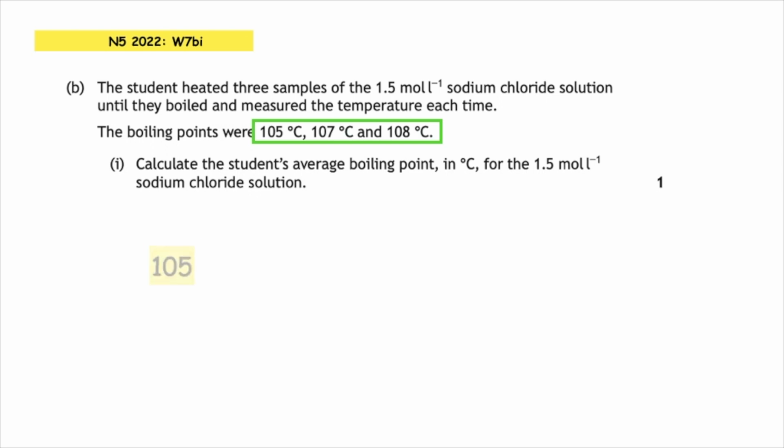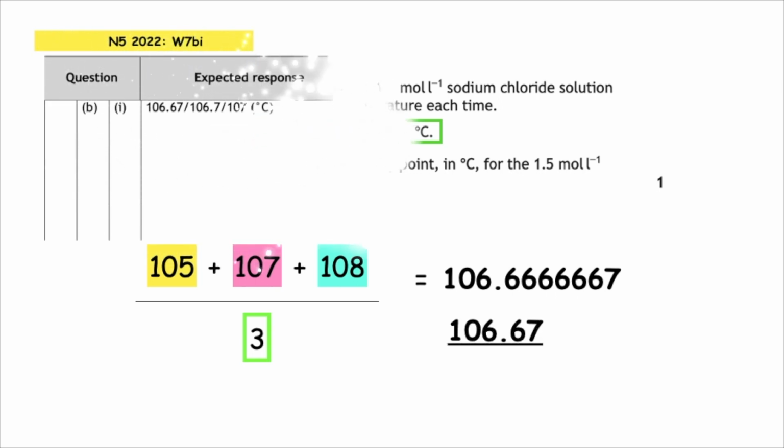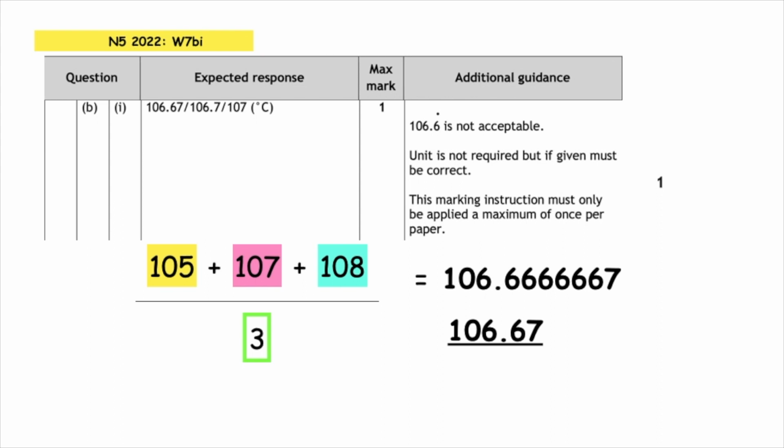So to take an average, we do 105 plus 107 plus 108 divided by the number of boiling points which were taken, which was 3. And when I put that into my calculator, I get 106.666667 degrees Celsius. But what we want to do is round that, and if we round that to 106.67, that will give us our average temperature for the boiling point.